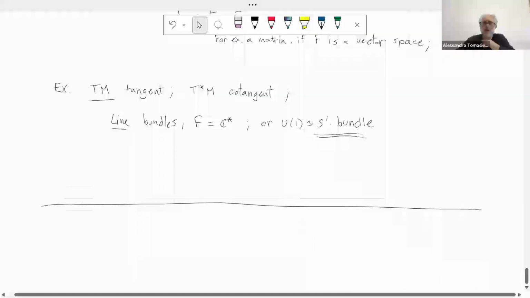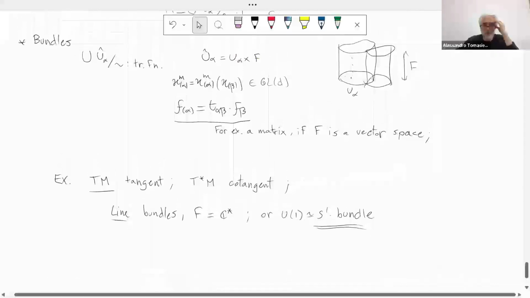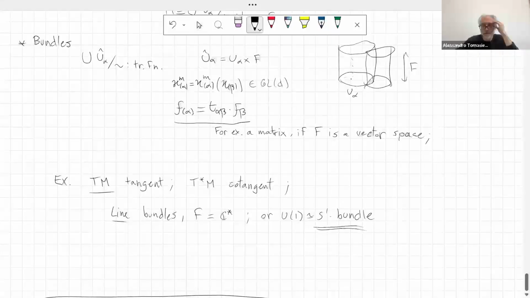The examples we saw are the tangent bundle and the cotangent bundle, where the fiber in both these cases is again a copy of Rn, and what it represents, for example, in the case of the tangent bundle, is the space of all vectors. Given a point, the fiber is the space of all vector fields evaluated at that point. So this is now the fiber.